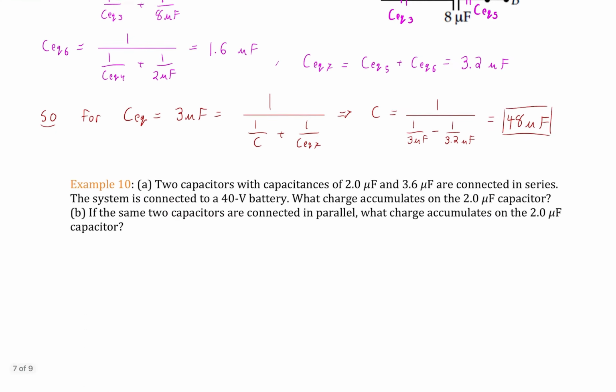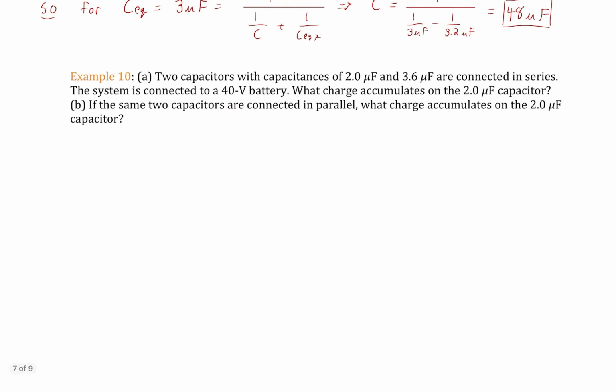All right, very last problem, very last example, example 10. Two capacitors with a capacitance of 2 and 3.6 microfarads are connected in series. The system is connected to a 40-volt battery. All right, what charge accumulates on the 2 microfarad capacitor? So essentially, we're combining some of the ideas of the key equations to relate capacitance to energy and voltage and electric field and so forth, and combining those with the rules of adding them in parallel and series and so on. In this case, it's a really simple setup.